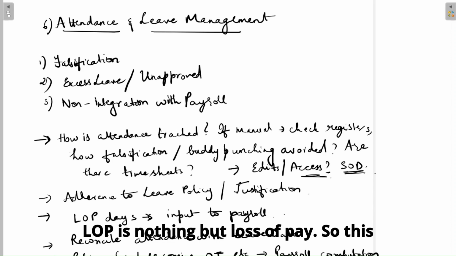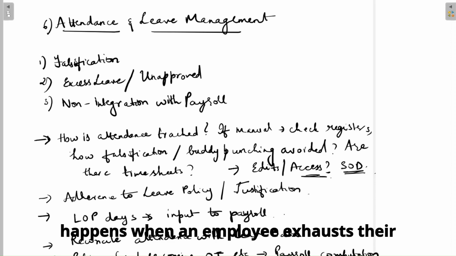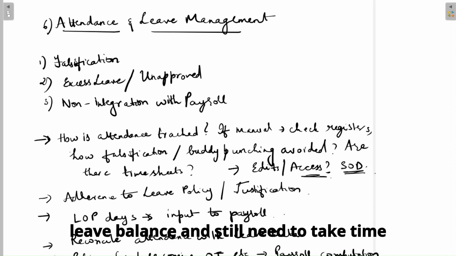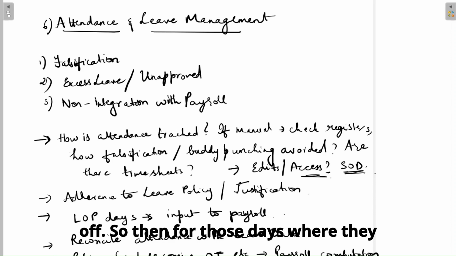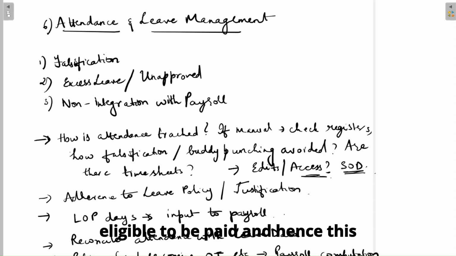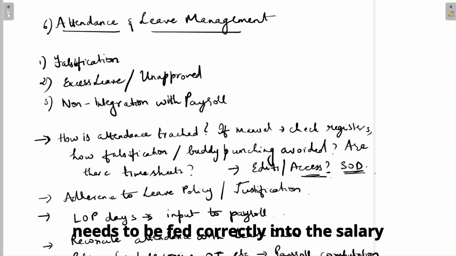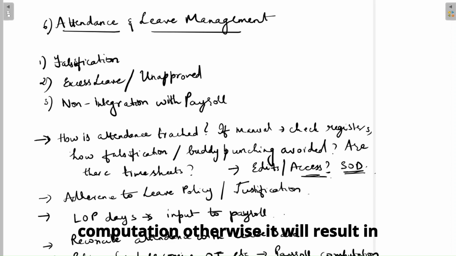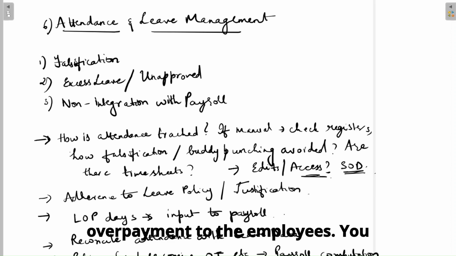So LOP is nothing but loss of pay. So this happens when an employee exhausts their leave balance and still needs to take time off. So then for those days where they are taking the time off, they will not be eligible to be paid, and hence this needs to be fed correctly into the salary computation. Otherwise, it will result in overpayment to the employees.